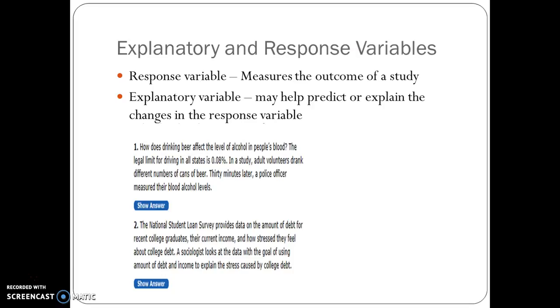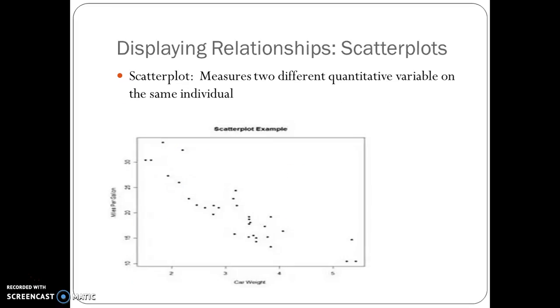The National Student Loan Survey provides data on the amount of debt for recent college graduates, their current income, and how stressed they feel about college debt. A sociologist looks at the data with the goal of using amount of debt and income to explain the stress caused by college debt. Which one would be the response and which one would be the explanatory variables? Put those in your notes and we will discuss that when you get to class.